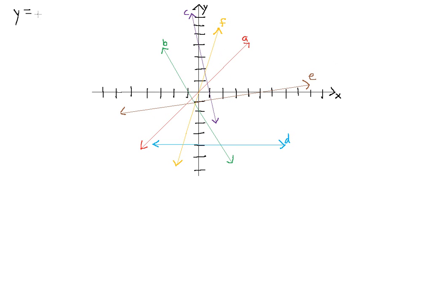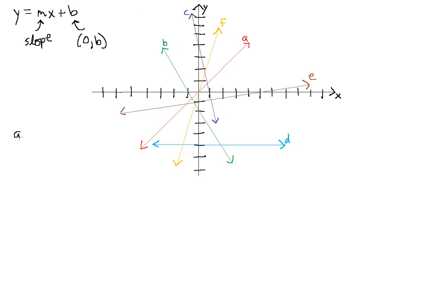Slope-intercept form comes in the form y equals mx plus b, where m is our slope, and b is the y value of the y-intercept. Wherever the line crosses the y-axis, the b value is the y value of that particular point. So let's go ahead and do a few examples.